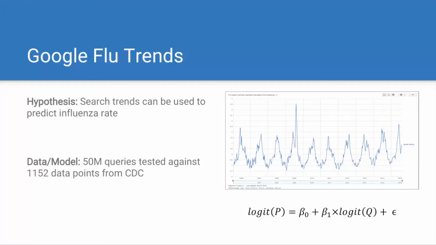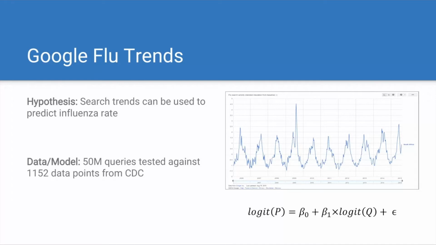Now, Google went ahead and did this, and they developed a model by taking 50 million search queries, linked them against about 1,000 data points, and they correlated it, or linked it, to the actual measured influenza rate that was reported by the Center for Disease Control in the US based on their lab data. And they used a logistic regression type model using the kind of schematic equation you can see in the bottom corner.